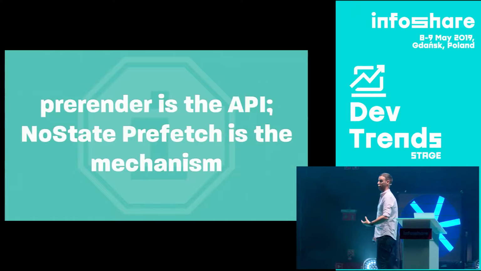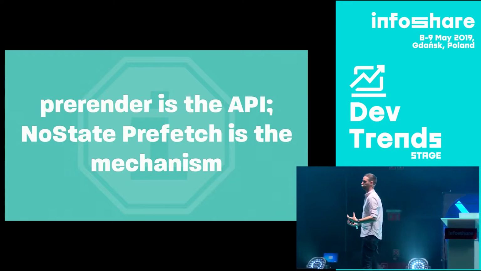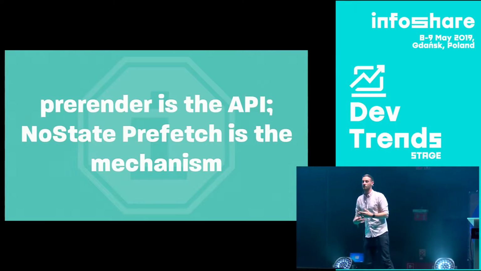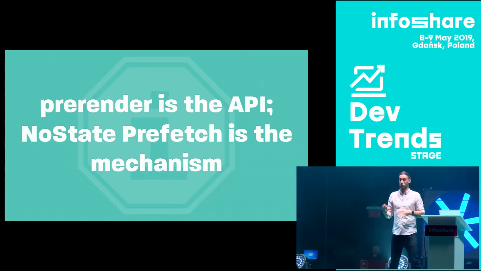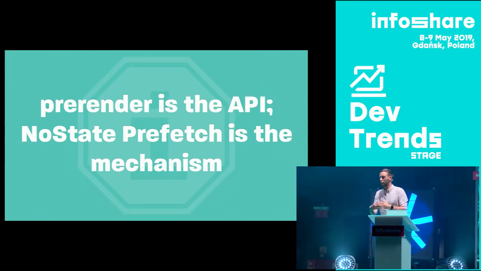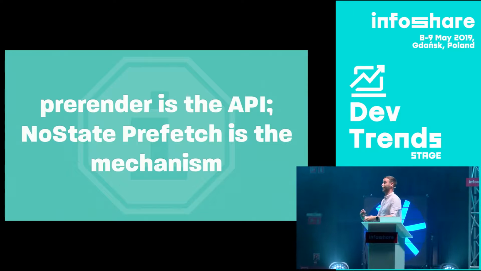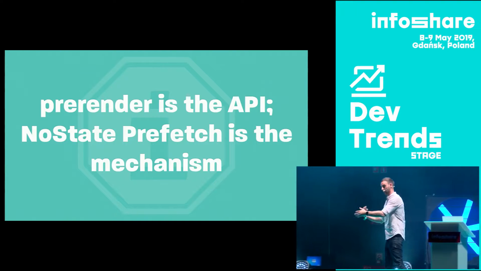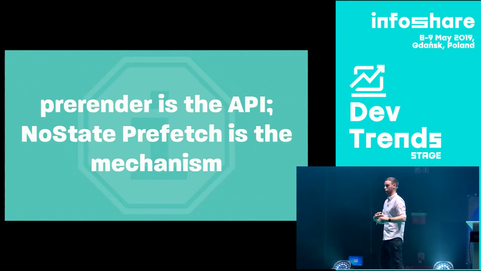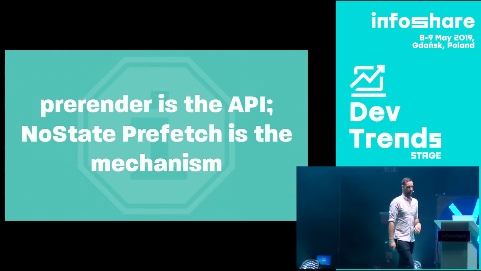That's the API. That's what developers type. You type pre-render. The mechanism underneath it is called NoState Prefetch, and that is how it works now. That means that we've got complete backward compatibility. All these sites that did implement pre-render get it back because they've got the old syntax that still works, but it works in a different way.